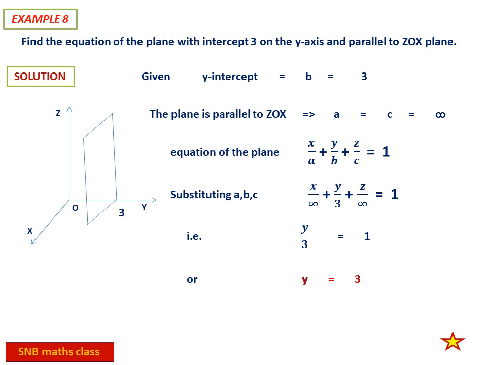You can also remember it like this: whenever a plane is parallel to one particular plane, for example XOZ, only y is constant, x and z are variable, therefore you can take it as y equal to 3. Similarly, suppose a plane is parallel to the ZOY plane, then only x is constant, the remaining two are variable. Based on that you can directly write the equation also.